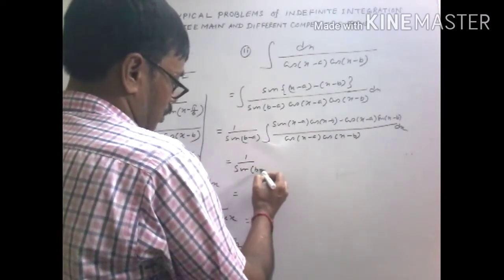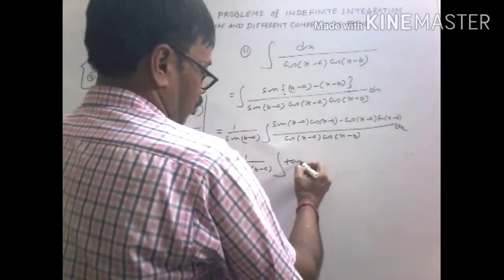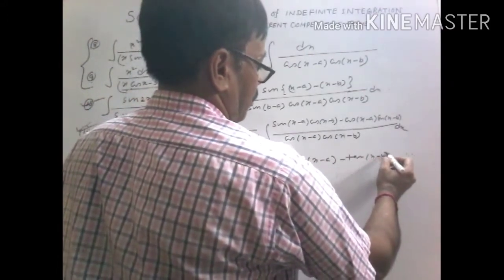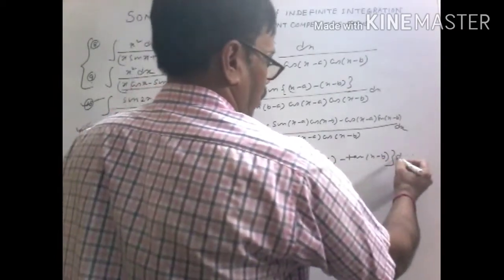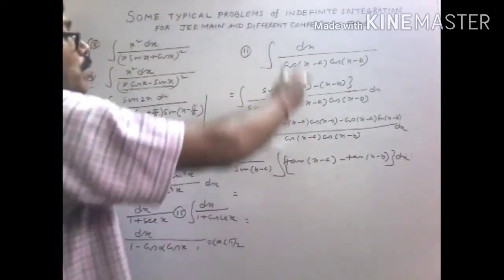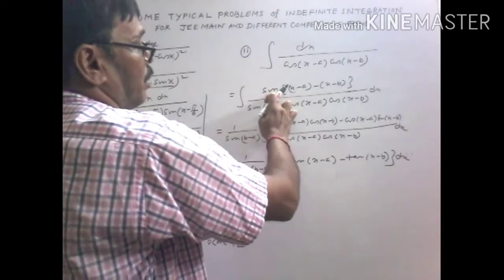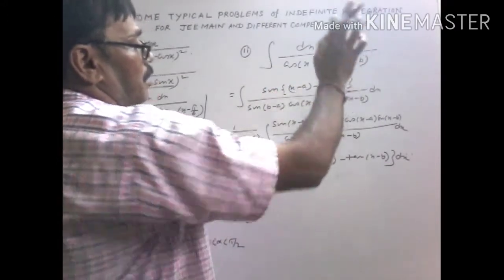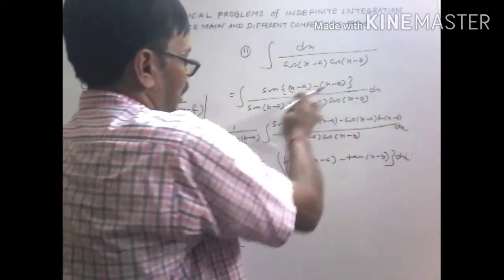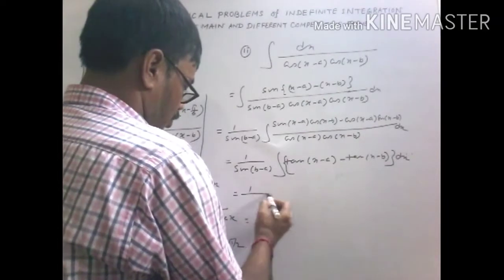So which term is cancelled out? You look, cos(x minus b) is cancelled out. This is tan(x minus a) and this is tan(x minus b) dx. So this is our advantage. So if it is a problem in terms of sine, then we also take this as sin(x minus a) minus this, and the denominator as it is. This is balanced by this constant, so it is in standard form.